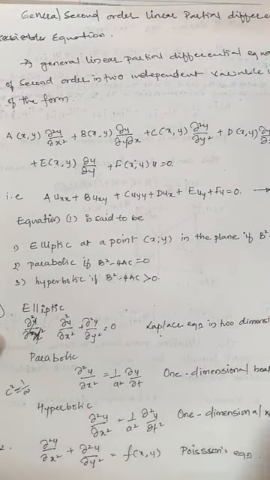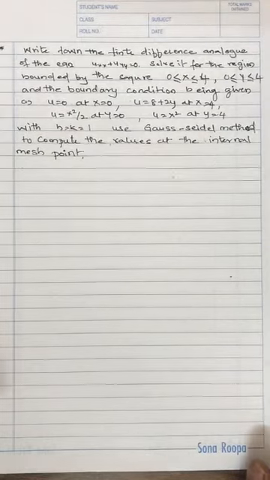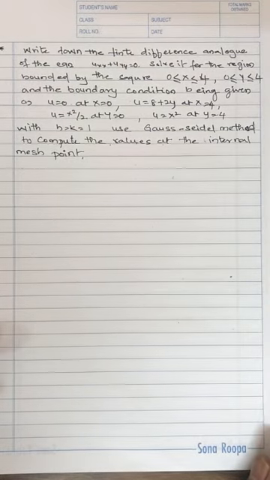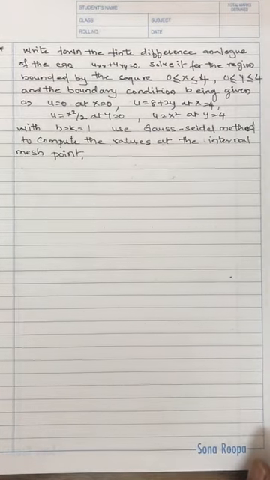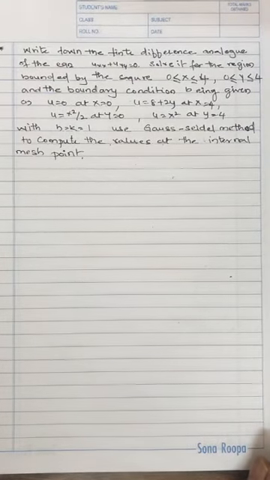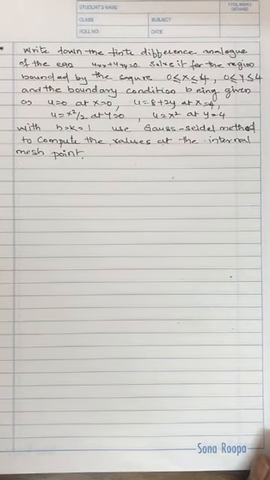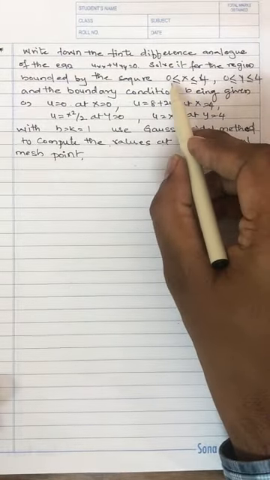So in this class I'll explain the Laplace equation by considering one problem. Write down the finite difference analog of the equation u_xx plus u_yy equal to 0, that means it's a Laplace equation. Solve it for the region bounded by the square 0 less than or equal to x less than or equal to 4, 0 less than or equal to y less than or equal to 4.